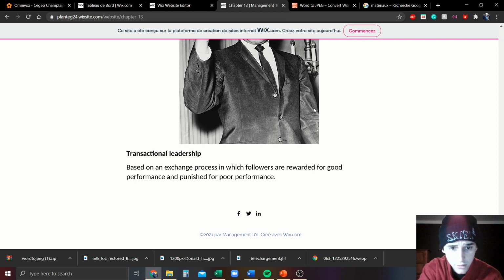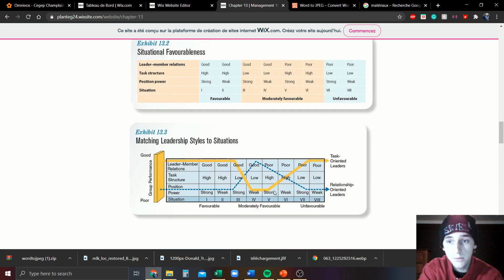And finally, transactional leadership, based on an exchange process in which followers are rewarded for good performance and punished for poor performance. Well, this is it for my project.